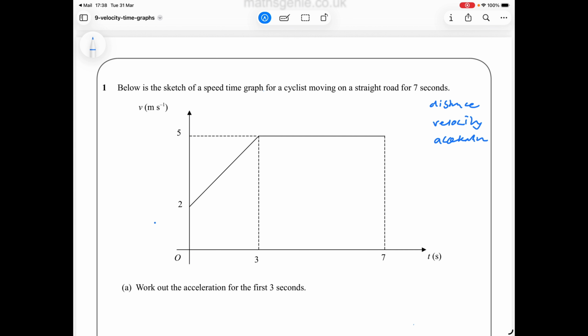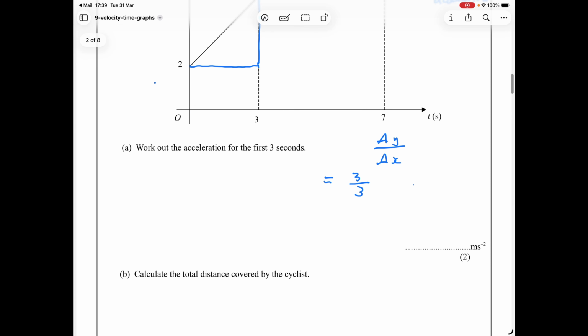Below is the sketch of a speed time graph, so we're looking at velocity, for a cyclist moving along a road for 7 seconds. Work out the acceleration for the first 3 seconds. Because this is GCSE and not a GCSE where you do differentiation, you literally look at this. We are going to do the difference in y over the difference in x, which means that the difference in y is between 2 and 5, so that's 3 over 3. So the acceleration for the first 3 seconds is 1 metre per second squared.